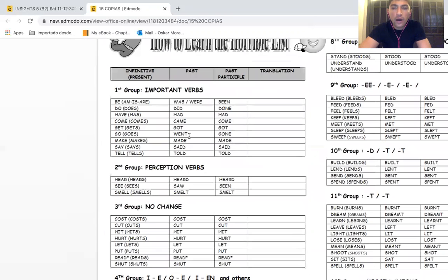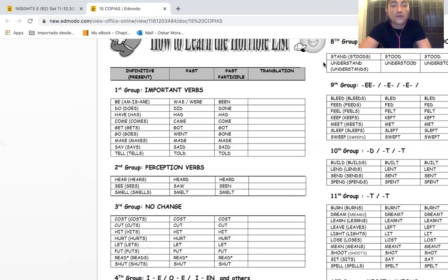If we go up here, we're going to do the 8th group, and we might continue with the other ones in our next session. So I want you guys to only focus until the 8th group. Here we have stand, and they turn into stood. For example, stand, like standing, turns into stood. Understand has the same ending. It would turn into understood.